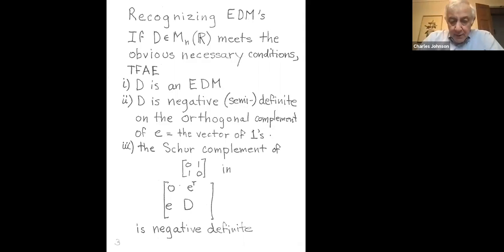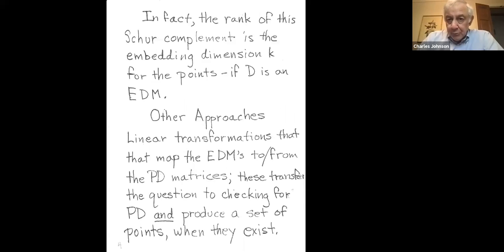So another way of saying the same thing is via the Schur complement of the upper left 2x2 block in the bordered matrix, in which I put D in the lower right and then border with the vector of ones along the top, the vector of ones down the left side, and a 0, of course, in the 1,1 position. If I take the Schur complement of the 0, 1, 1, 0 matrix in the upper left of this matrix, then another way of saying the same thing is that the resulting Schur complement should be negative definite if I want to have proper distances. In fact, the rank of the Schur complement is precisely the embedding dimension for the points, if of course D is a Euclidean distance matrix.